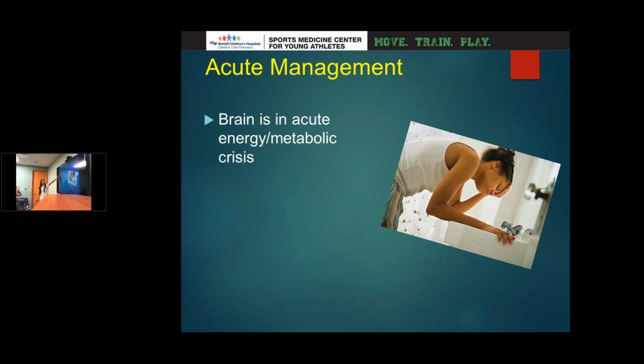Acute management, am I doing okay? Okay. So remember, as Dr. Friga talked about, the brain is in an acute energy metabolic crisis, right? So we've got to give this window anywhere from 2 to 5 days. We talk about relative rest. For example, when someone's injured with an ankle injury, we, as sports medicine physicians, I don't say don't do anything. I say, okay, you got to be careful about this ankle. We're going to prevent you from going back to activity.